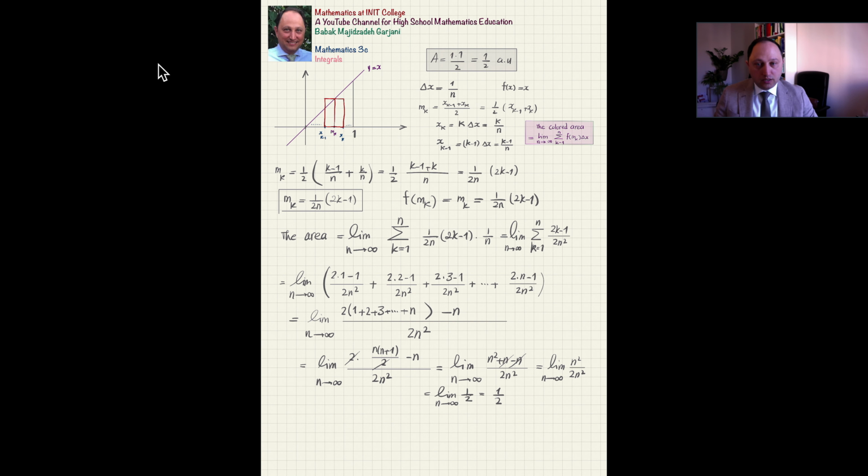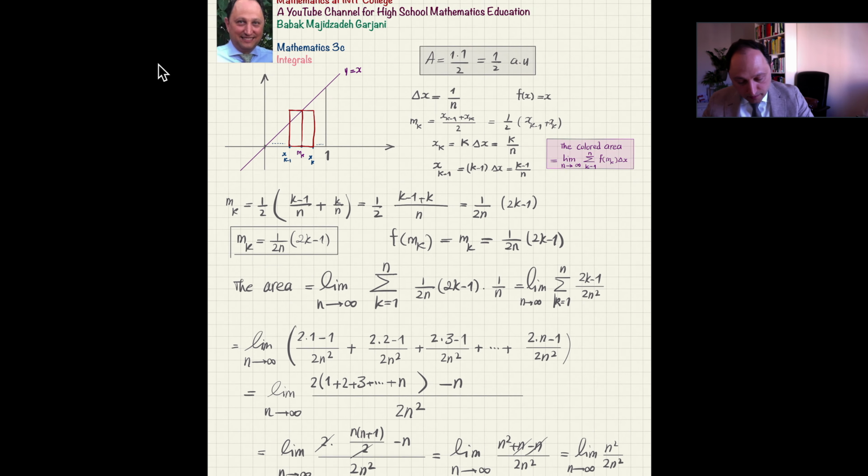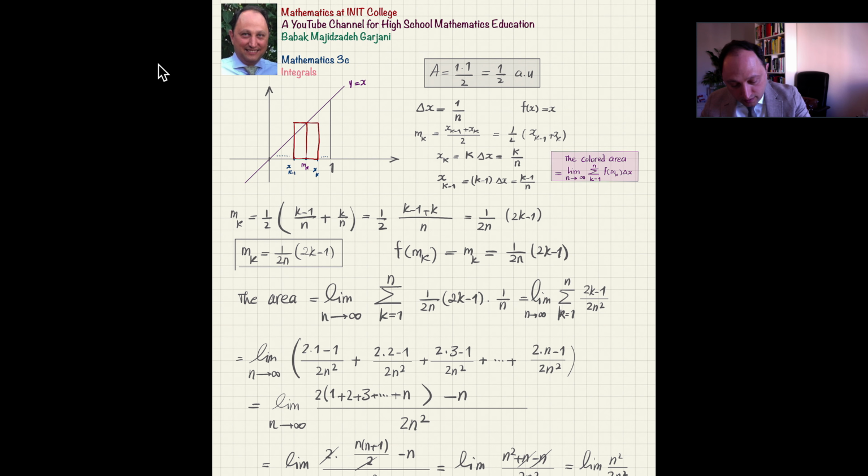What is the connection? The connection actually was discovered by Newton. Newton realized that instead of doing this heavy calculation, instead of calculating this Riemann sum, there is another alternative, but you need to be a genius to discover that. Yes, he said, do this. Find a primitive function for your function.